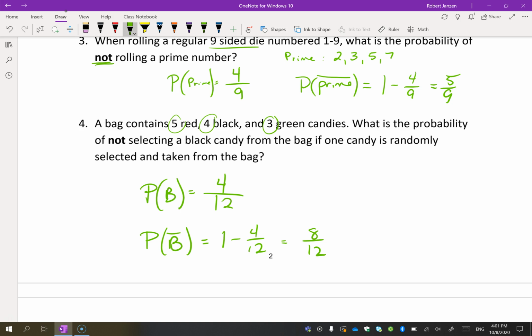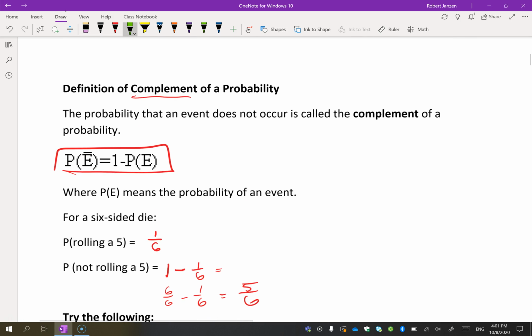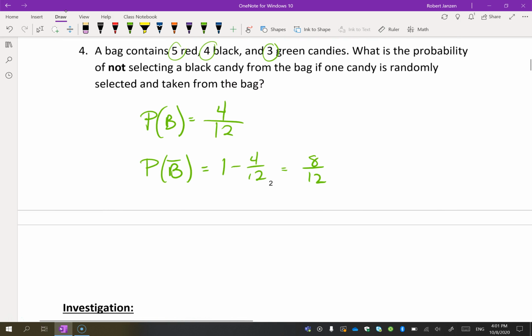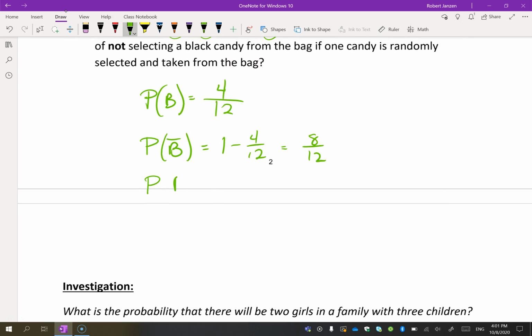Okay. Now, just going back here a little bit, this is one way of writing not something. We have that solid line over. I've also seen it with B prime like that. Either of those is fine.